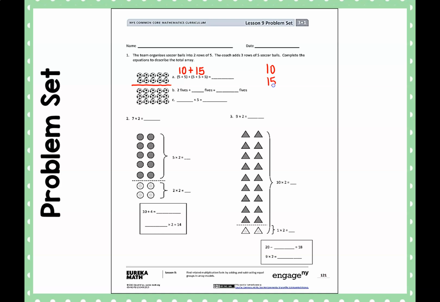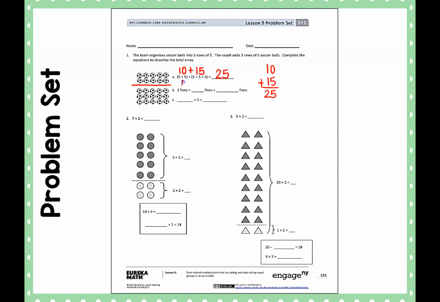If you need to do your work over here on the side, that's fine. So we add our ones first. 0 plus 5 is 5. 10 second. 1 plus 1 is 2. So we have 25. So in B, it's asking us it's 2 5s plus how many 5s?